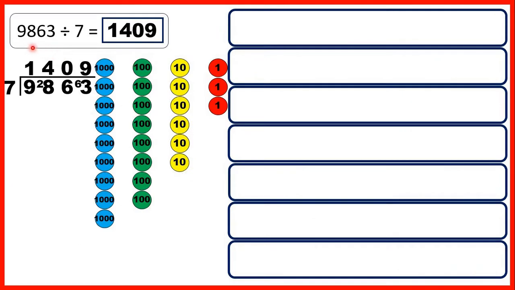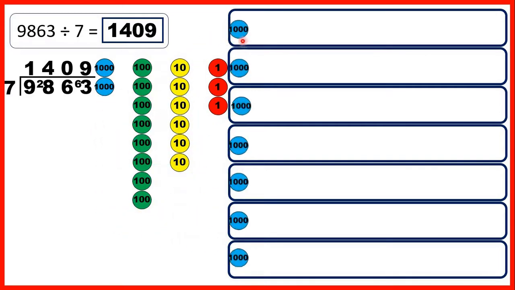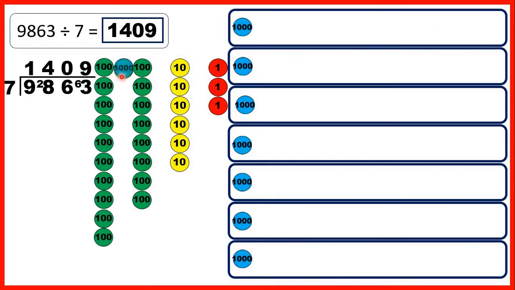For our last question, we had 9,863 divided by 7. So that's 9 thousands, 8 hundreds, 6 tens, and 3 ones, and we're sharing these counters into 7 groups. We can share out 7 of our thousands to get 1,000 counter in each of our groups. We have a remainder of 2 thousands which we can't share out, but we can exchange these for 20 hundreds. So that gives us 28 hundreds altogether.